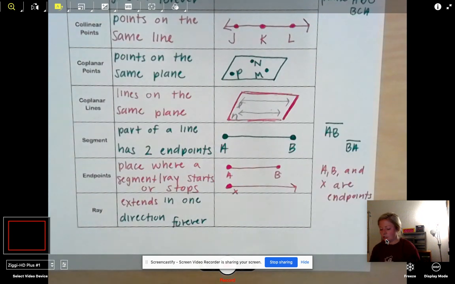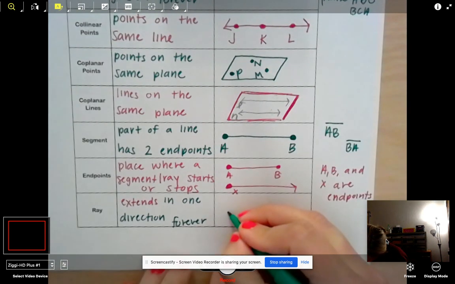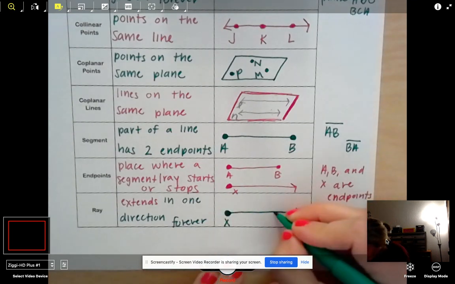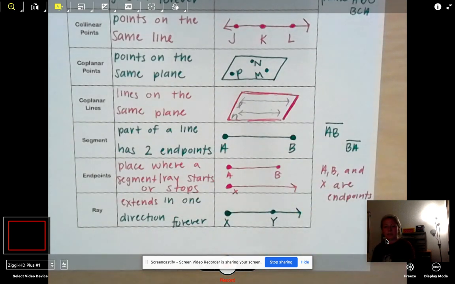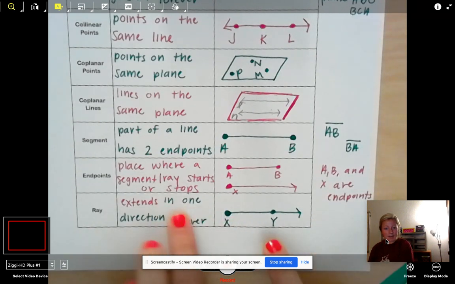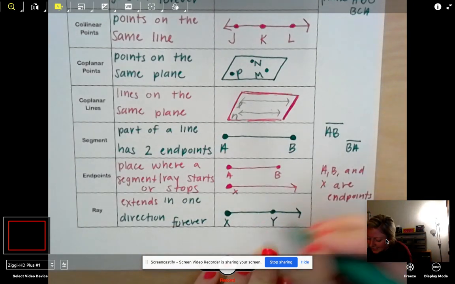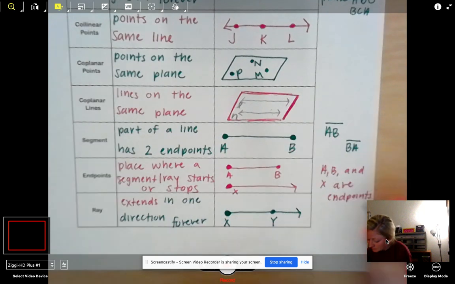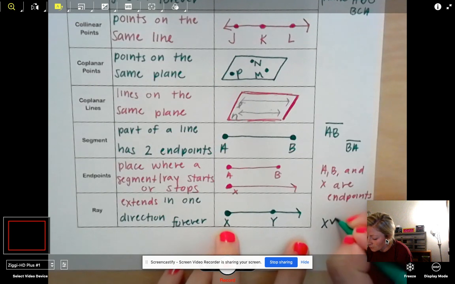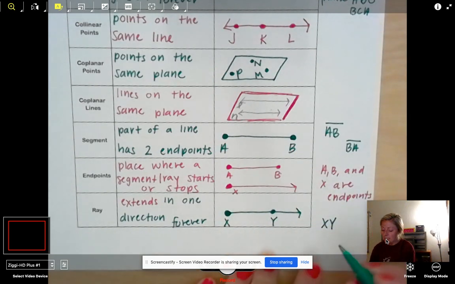So it's just like the picture I drew above. Let's label this X. Let's just put another point Y on there for us. So this is a ray. Do you guys see how it starts and then goes on for infinity in one way, but there's nothing happening over here? So that's why it's a ray. And then when you label a ray, you always start with its endpoint. So where it starts, X, Y, because you need another point on there to name it, and then you draw a little ray on top.